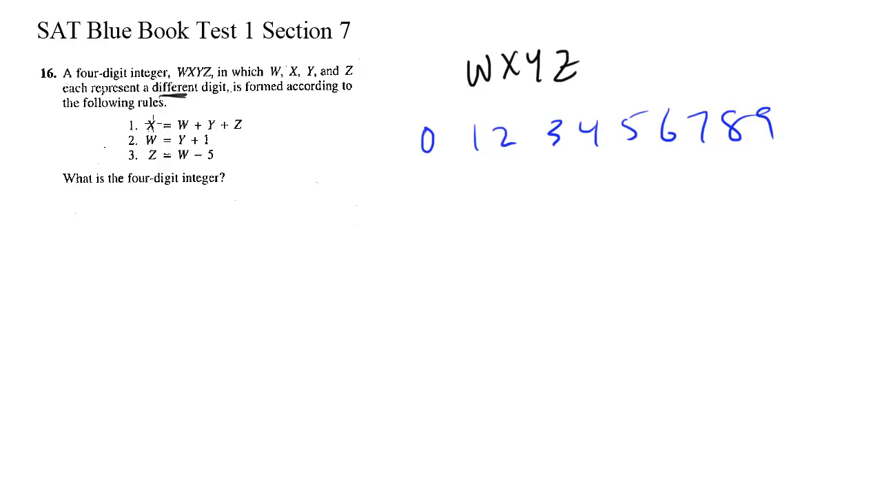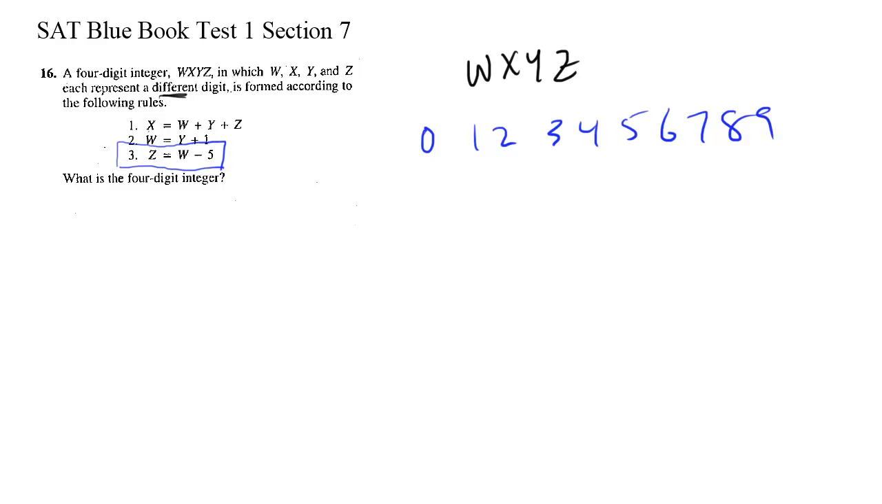We know that x is the sum of the other three digits, okay? w is going to be 1 more than y, and z is going to be w minus 5. So the key with this one is seeing the restrictions and looking at what the restrictions tell you are possible and then going from there. So for instance, this is the most important one to look at for now.